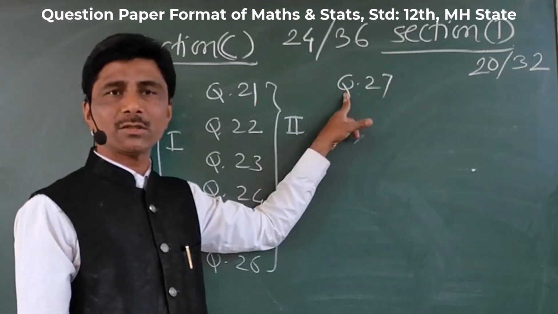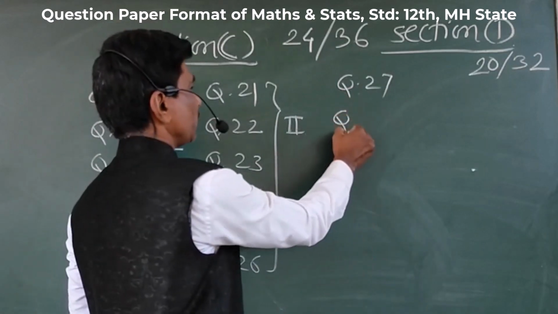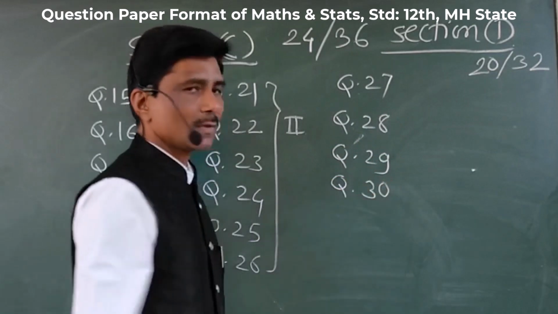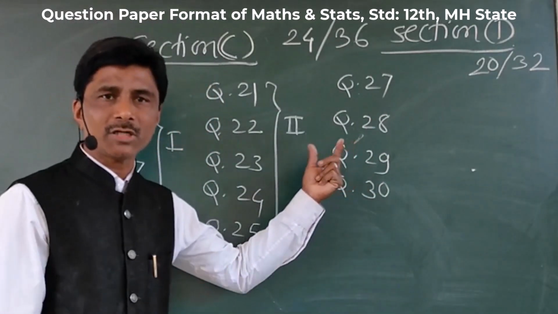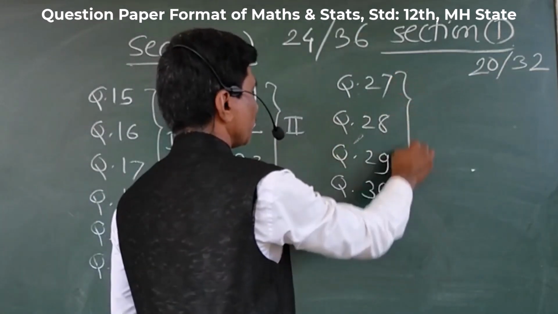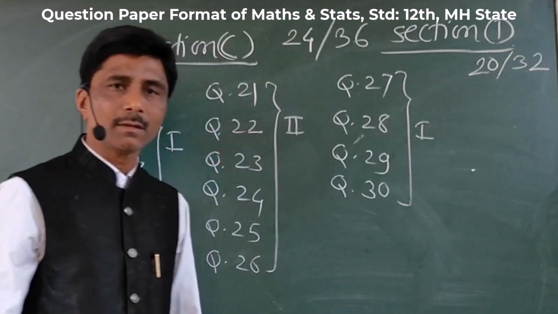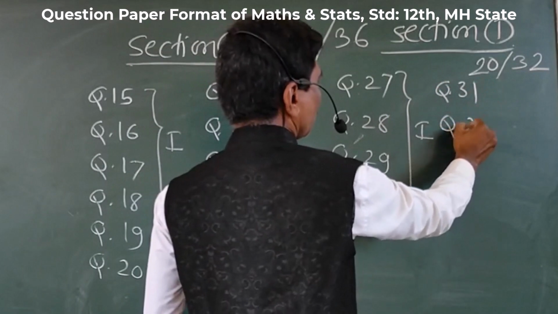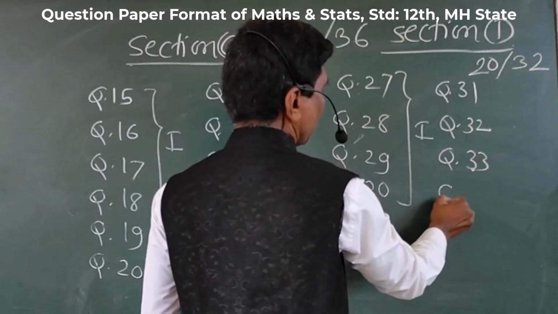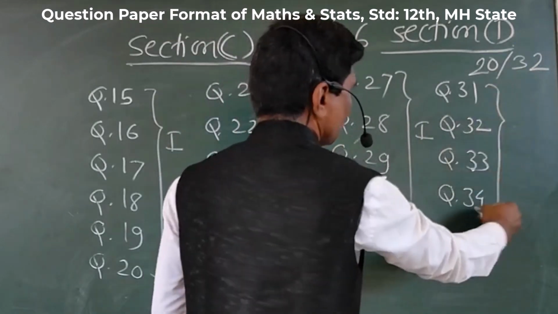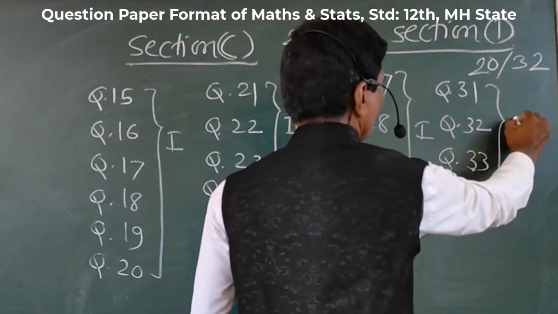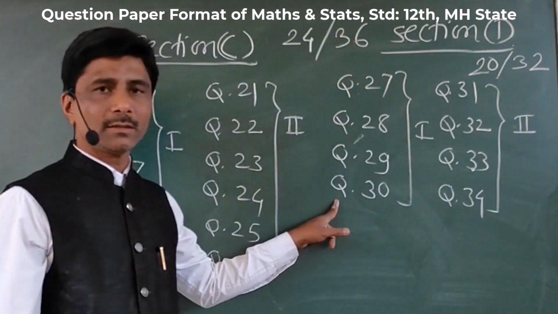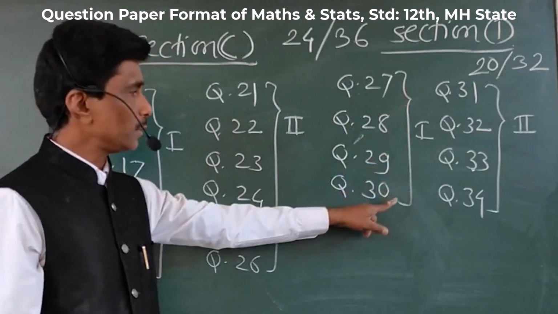Now the first question is question number 27, then question number 28, 29, 30. ये जो चार क्वेश्चन होंगे ये फर्स्ट पार्ट में होंगे. These four questions are from part 1. Again, question number 31, 32, 33, and 34. These four questions are from part 2. So from part 1, question 27 to 30, and from part 2, question 31 to 34.